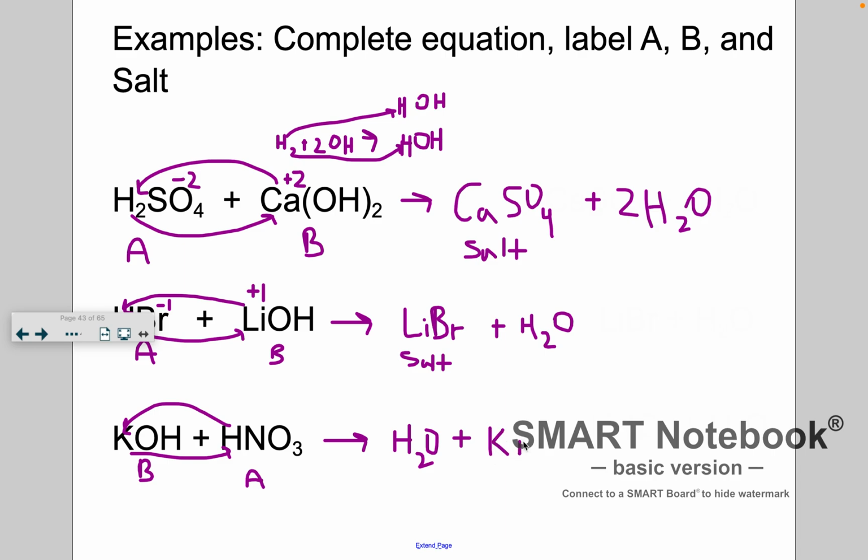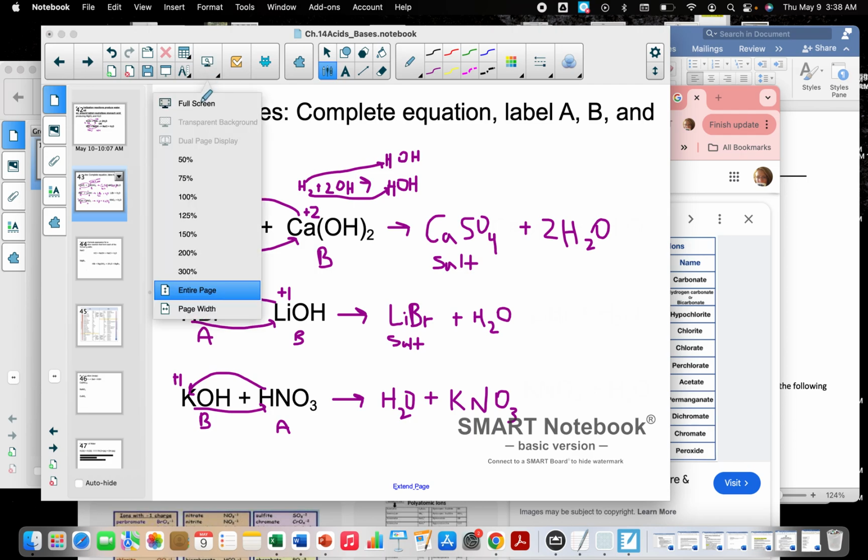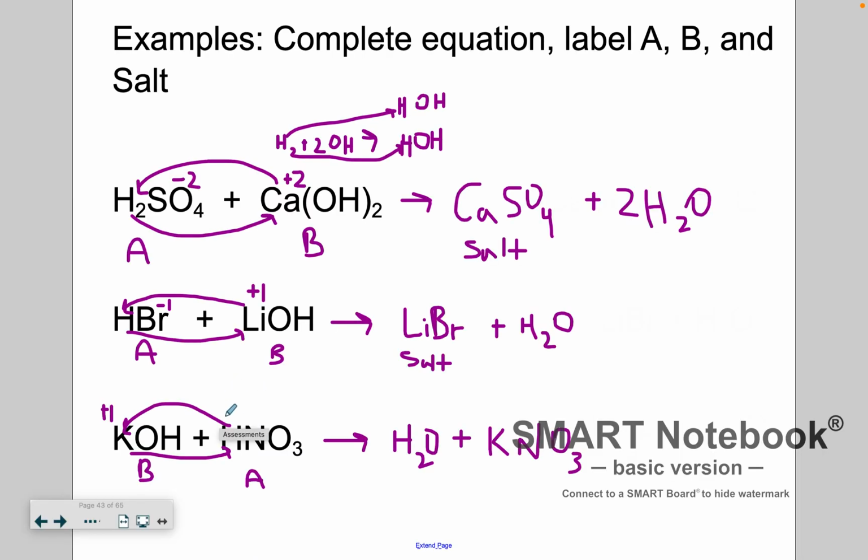Now, let's make sure that our charges are okay. Potassium, group 1 element, +1 charge. NO3, do you know it off the top of your head? If you do, awesome. Here's NO3 nitrate, -1 charge. So charge is balanced, +1, -1. So this is my salt.